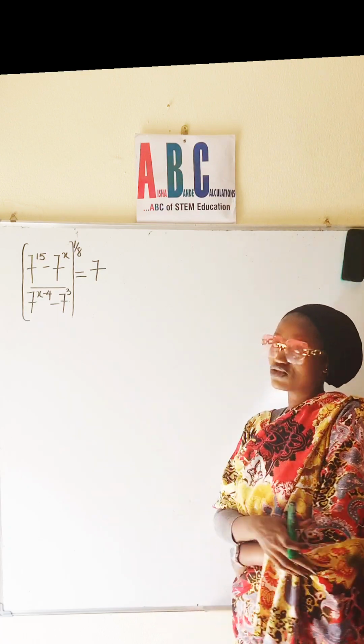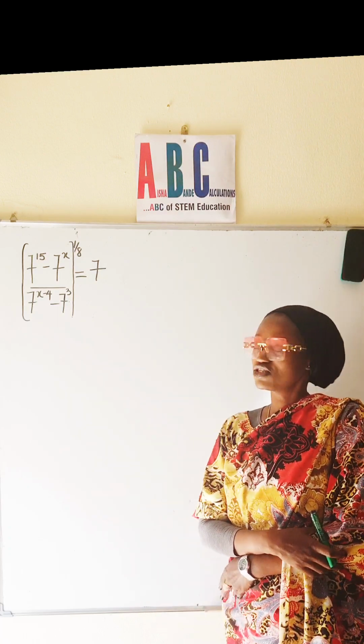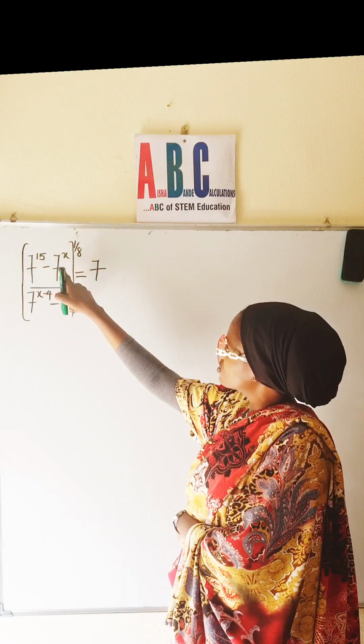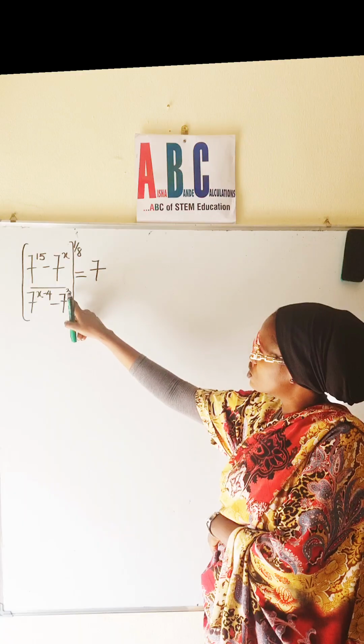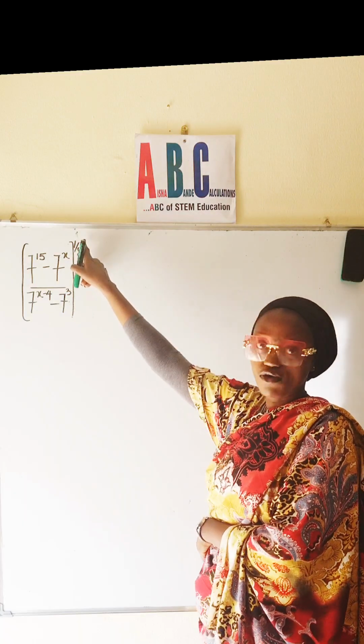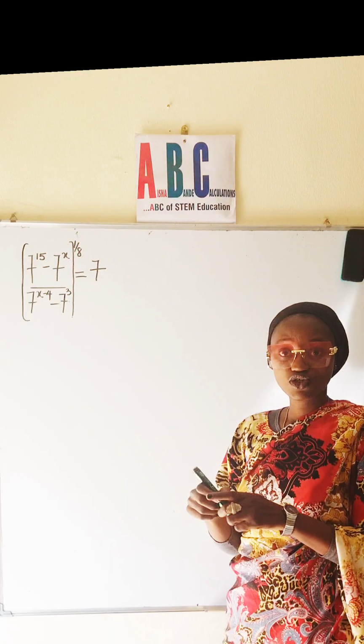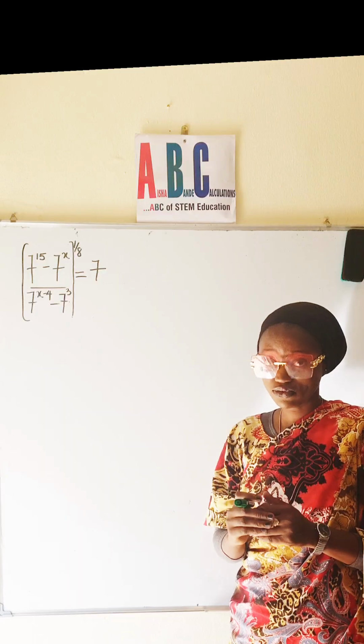So let's look at this beautiful exponential question. We say (7^15 − 7^x) divided by (7^(x−4) − 7^3), all of this to the power of 1/8, is equal to 7. So let's do this together, but we have to be careful, right?